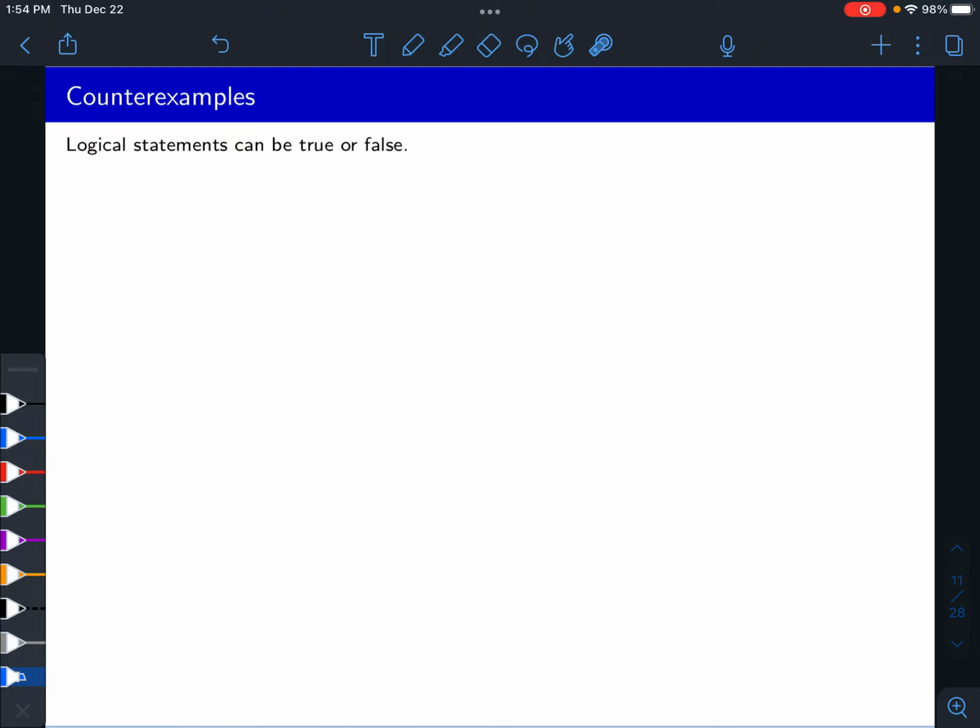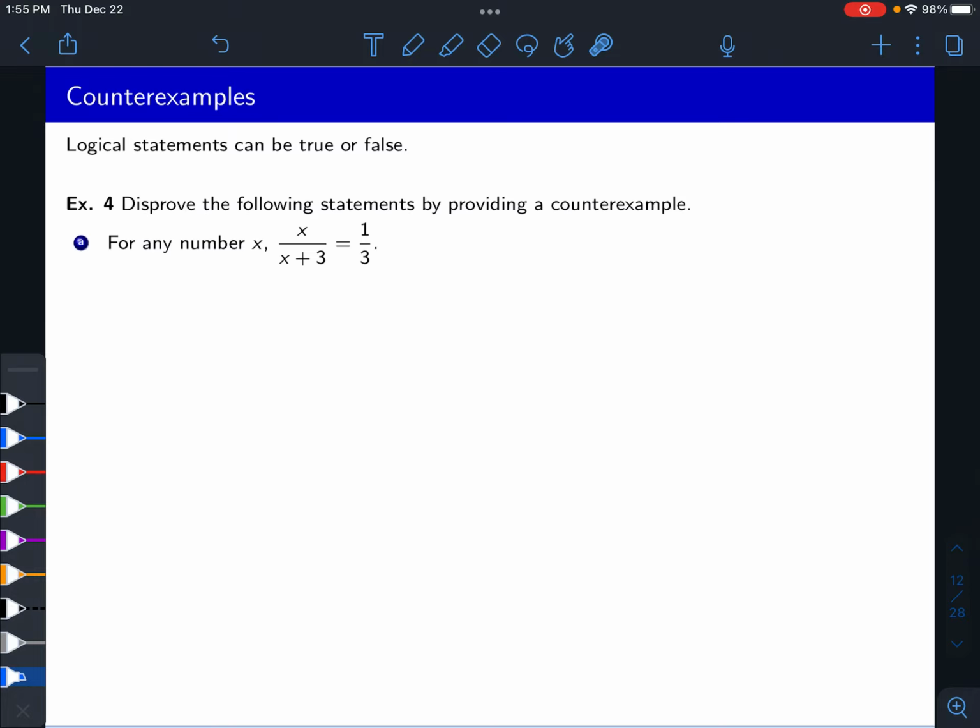So on that note, counterexamples. Counterexamples are usually applied to logical statements. Logical statements are things like all dogs are black, or all cats have fur, or if you are a human, then you have at least one eyeball, or something like that. These are all examples of logical statements, things that involve if, then, for all, there exists.